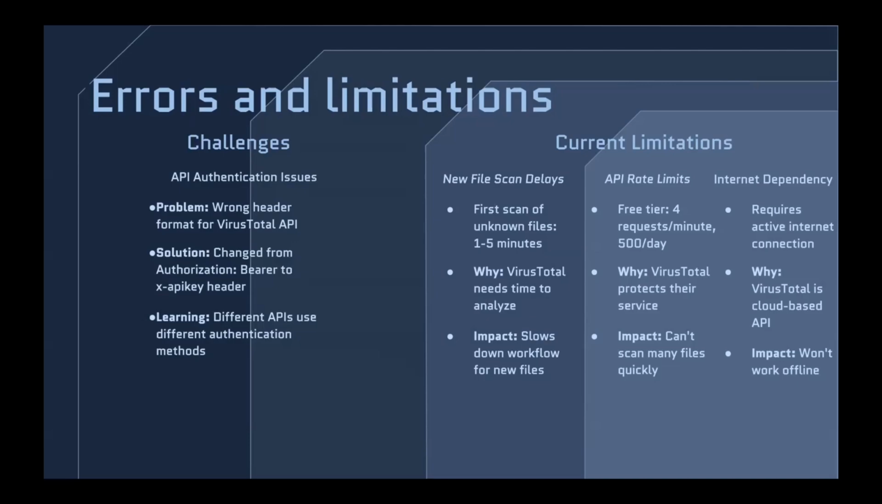And for some current limitations, one limitation is that the new file scan has delays. The first scan of unknown files can take up to 1 to 5 minutes because VirusTotal needs time to analyze the files, and this can slow down workflow for new files. And then another limitation is the API rate limits. The free tier is 4 requests per minute and 500 requests a day because VirusTotal needs to protect their services, and this can't scan many files quickly.